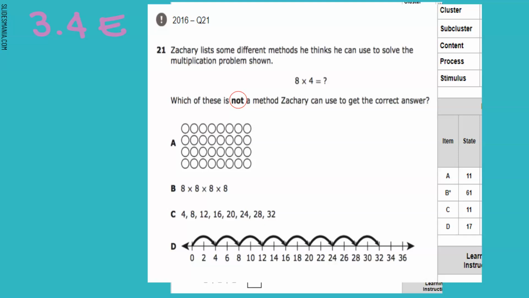But as for this one, which of these is not a method Zachary can use to get 8 groups of 4? Well, let's look at this one. I have 1, 2, 3, 4, 5, 6, 7, 8 groups, and there are 4 in each. So that would help me get 8 times 4. Okay, 8 times 8 times 8 times 8. That's that tricky one. If it were 8 plus 8 plus 8 plus 8, that would be correct. But 8 times 8 times 8 times 8, that is not correct.